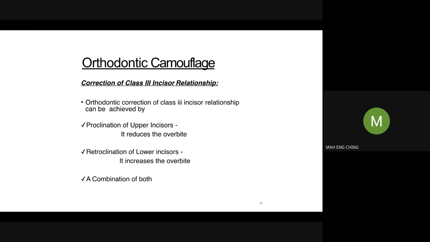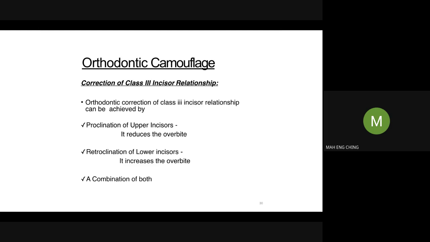Orthodontic correction of class 3 malocclusion relationship can be achieved by proclination of the upper incisors. When you procline, or push the upper incisors forward, it reduces the overbite. But if you retrocline the lower incisors, it increases the overbite. So this one, I think you have to try to imagine. If the upper incisors are pushed forward, usually there will be a bit less overbite. Compared to that, if you retrocline the lower incisors, they become a bit deeper bite. So can we do both combinations? It means you procline the upper incisors, then retrocline the lower incisors. By doing that, they counter the effect of each other.